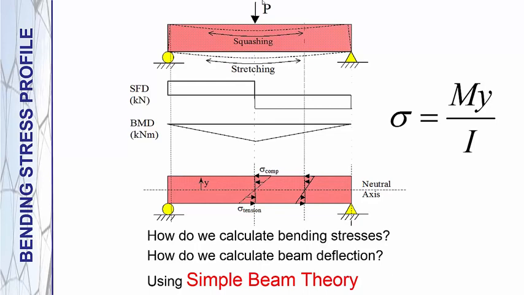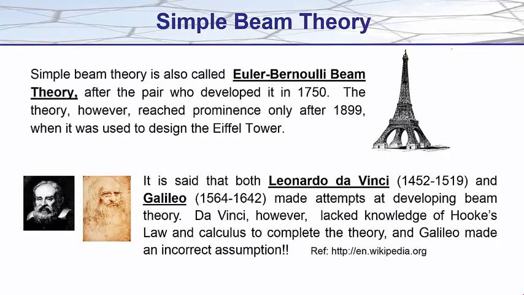So we now have some understanding of bending in beams and bending moment diagrams, and we understand the form of the bending stress. But how did we come up with the equation stress is equal to My on I? Well, we did so using simple beam theory. Simple beam theory is also called Euler-Bernoulli beam theory, after the pair who developed it in 1750. The theory, however, reached prominence only after 1899, when it was used to design the Eiffel Tower.